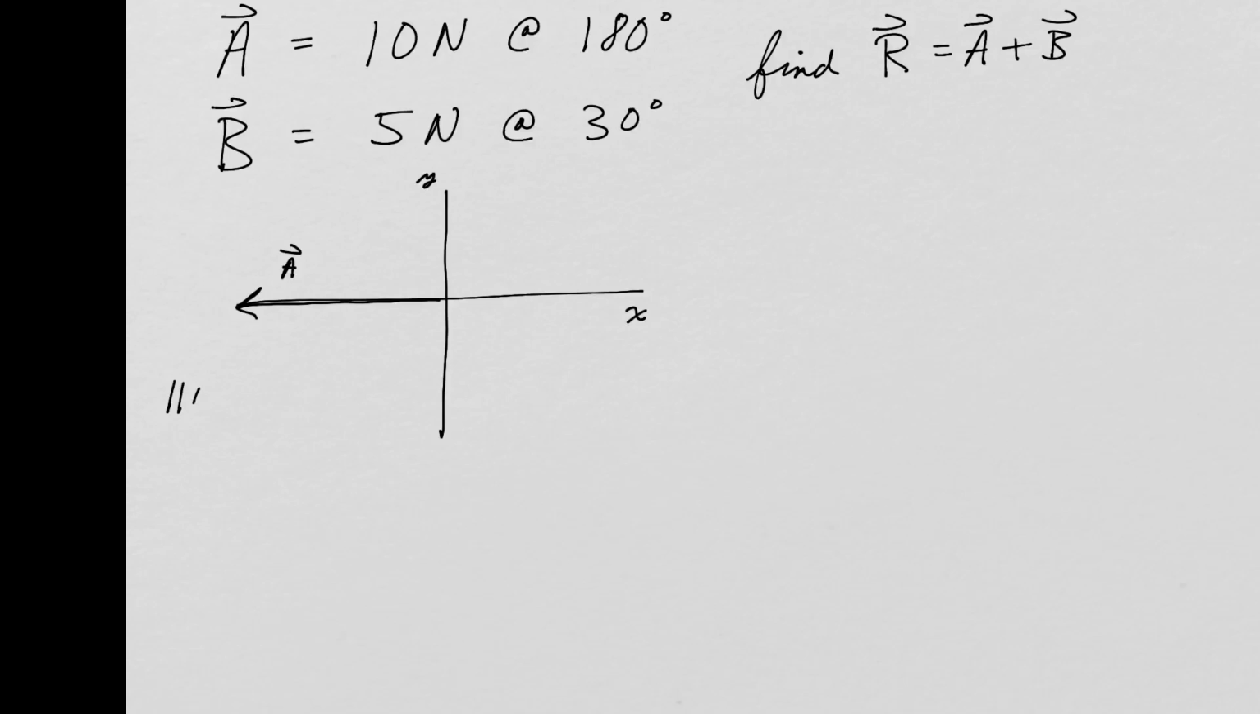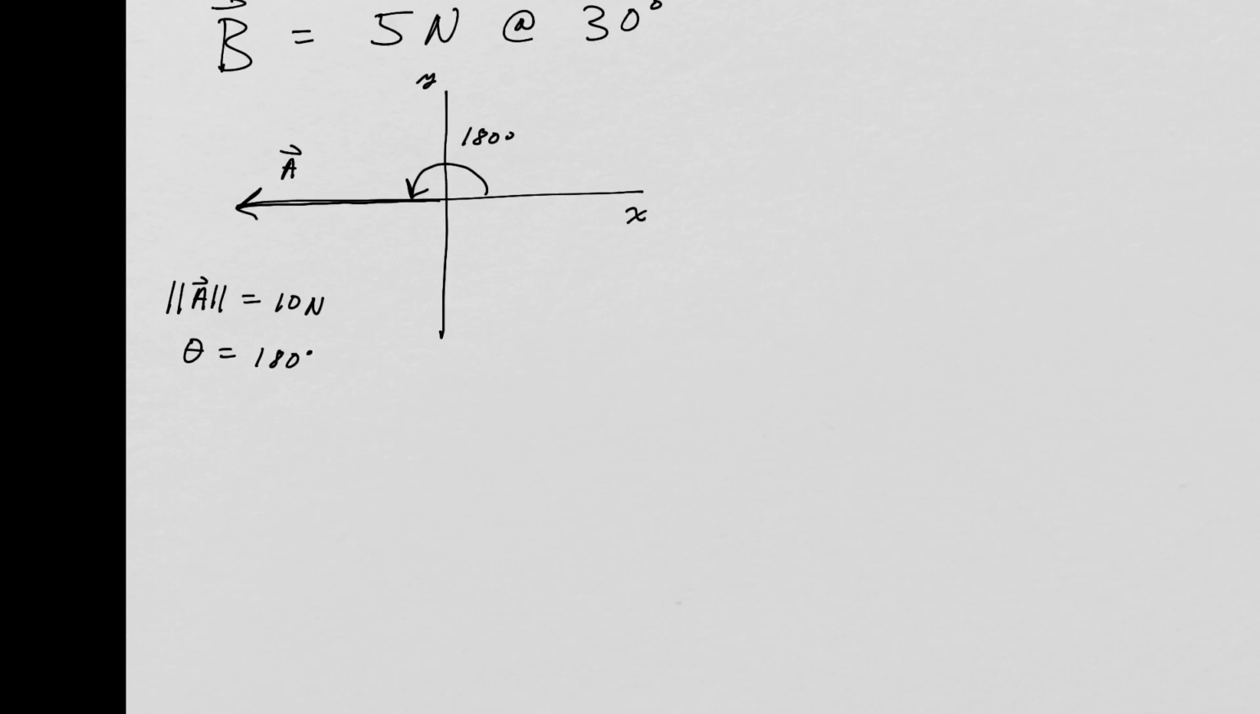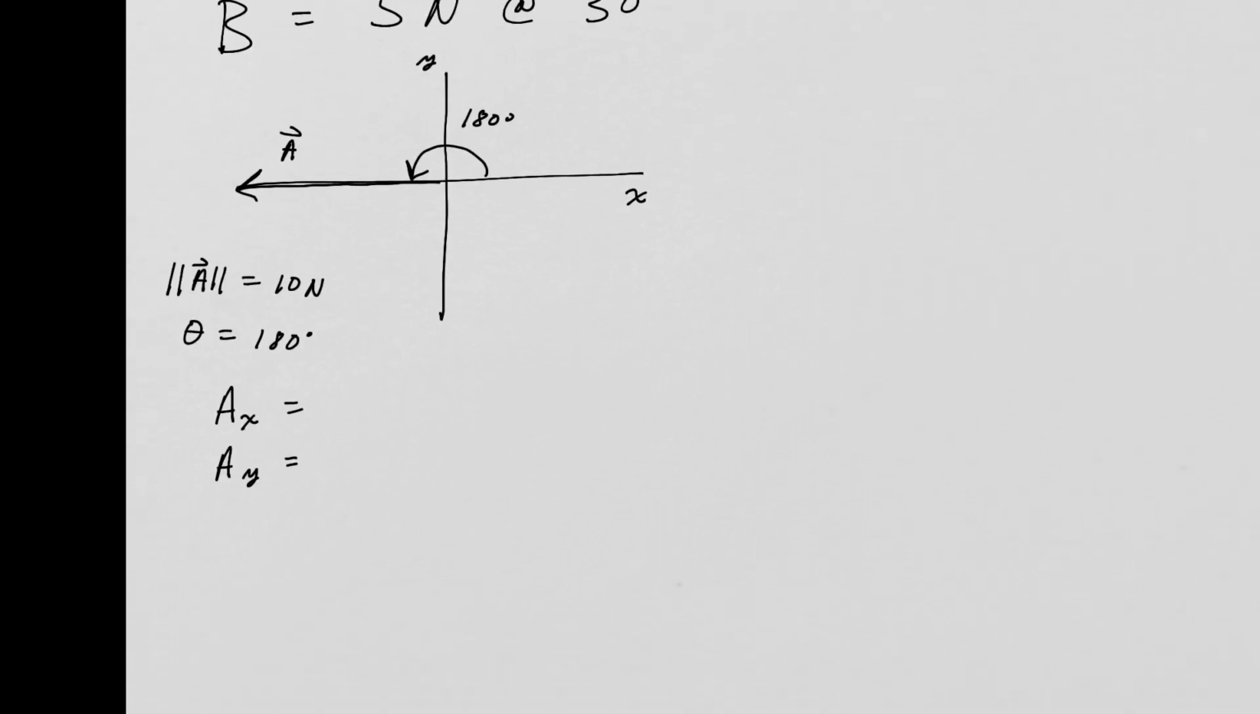We know its magnitude is 10 newtons, and we know the angle measured from the positive x-axis counterclockwise is 180. So this angle right here is where we get the 180. In this case, we don't even need to use trig to get the components. We can just look at the picture. What is the x component of A, and what is the y component of A? How much of that vector is in the x direction? Well, actually, all of it is, but since it's going negative, it's going to be negative 10.